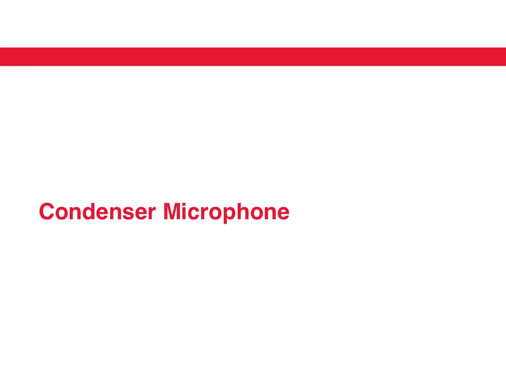A good example of a capacitive sensor is a condenser microphone. A condenser microphone takes audio signals, which is essentially air pressure variations, and converts it into a voltage output.